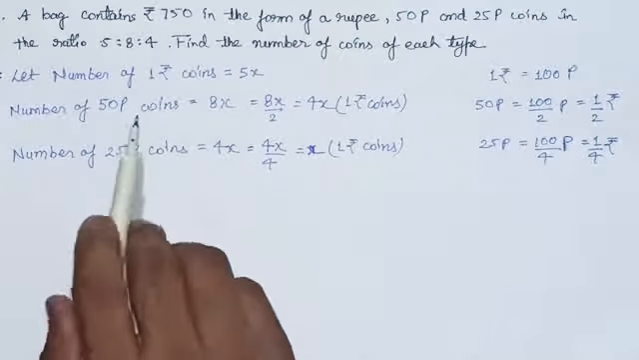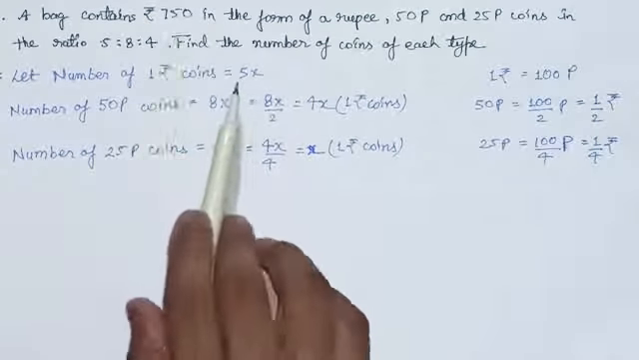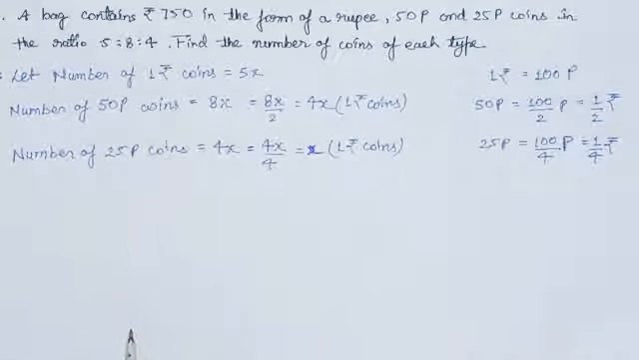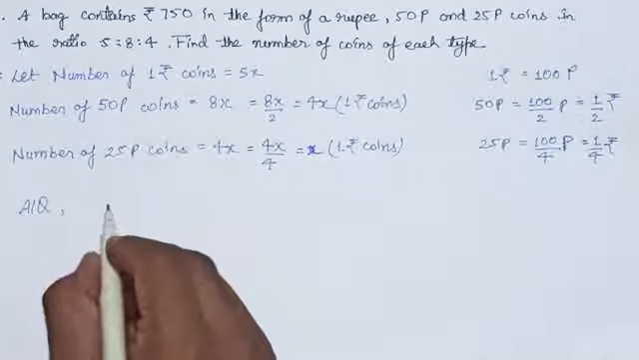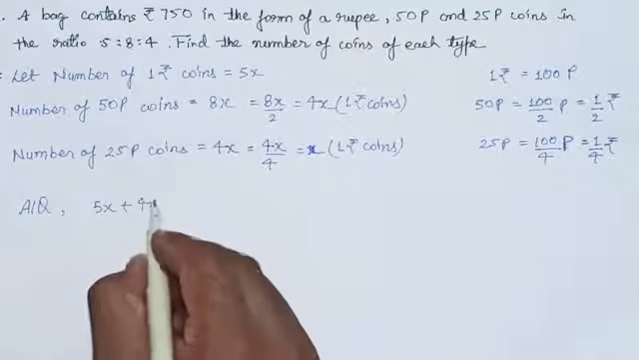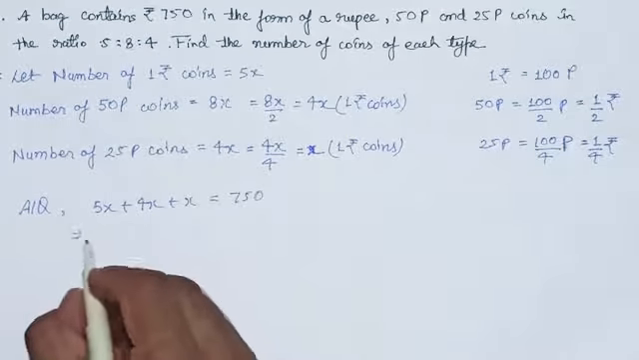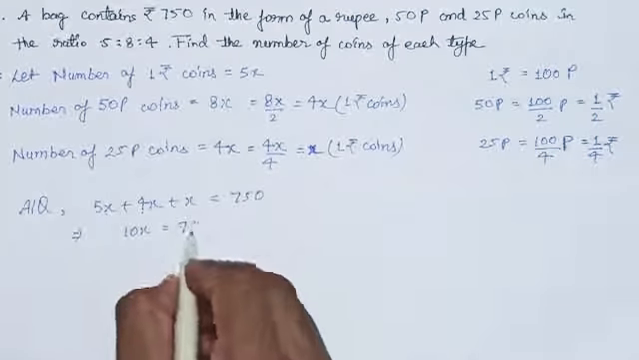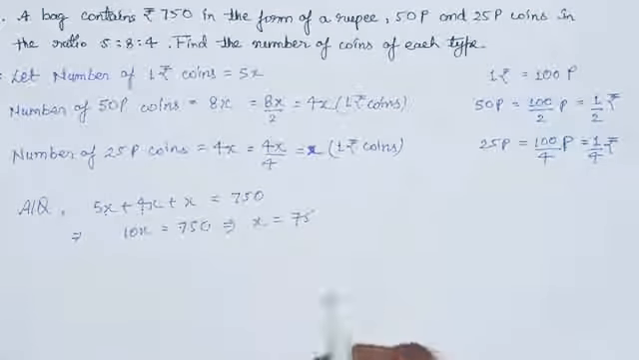Now according to the question, it is given that the bag contains 750 rupees. Hence we can write the sum of 5x plus 4x plus x must be equal to 750. So according to the question, 5x plus 4x plus x equals 750. It implies that 5x plus 4x, 9x plus x, 10x equals 750, which again implies that x is equal to 75.